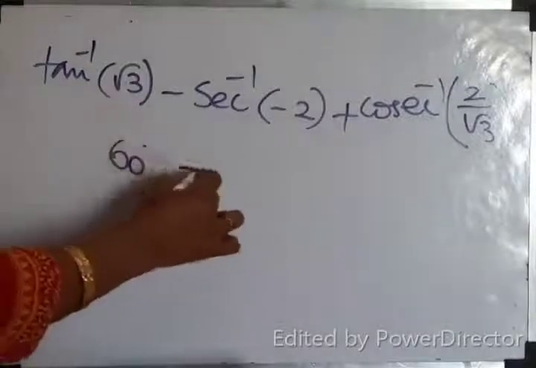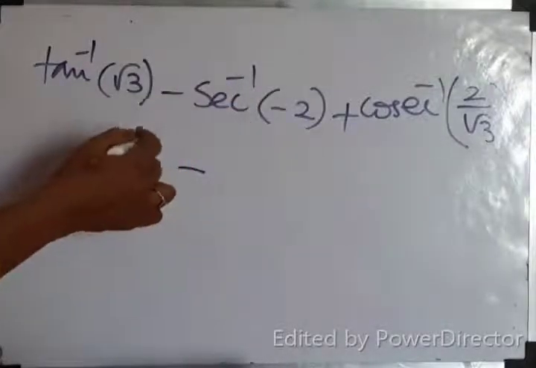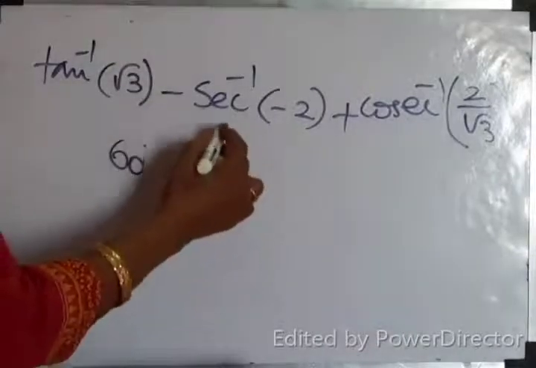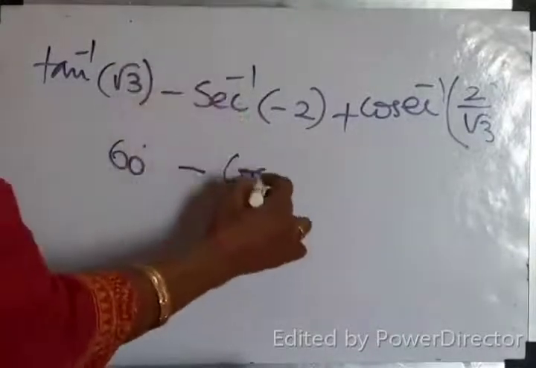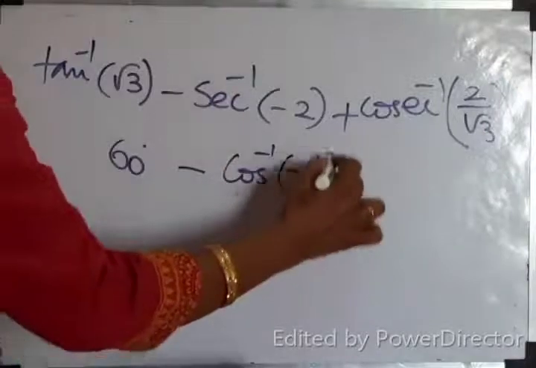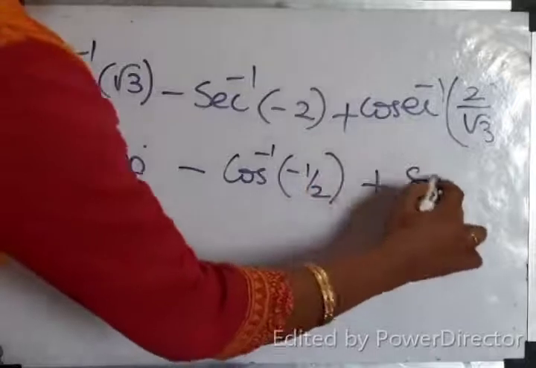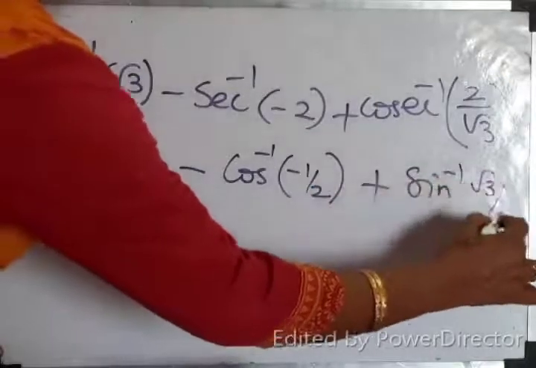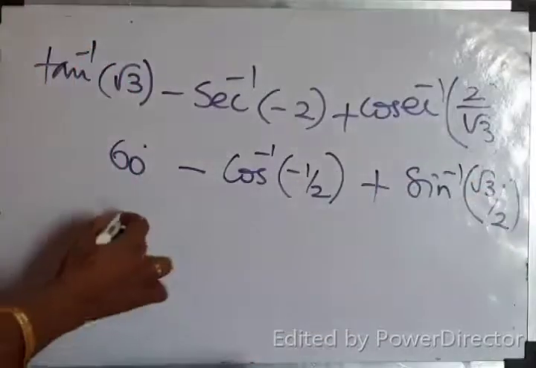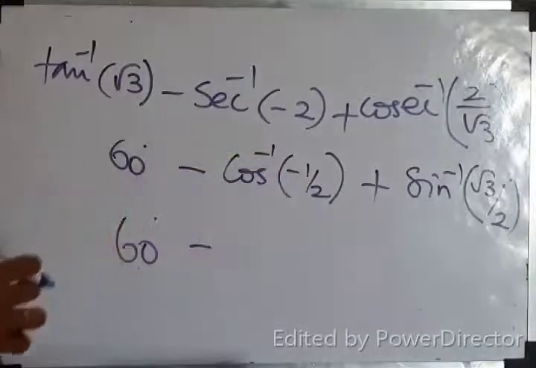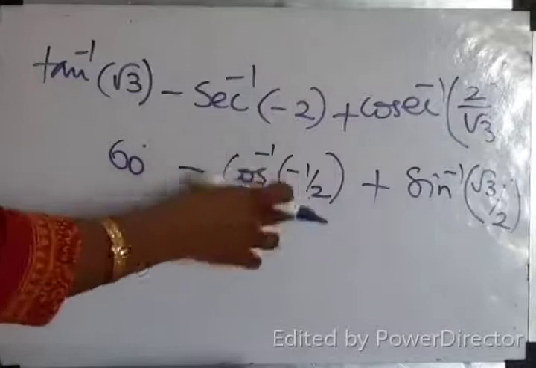60 degree minus secant inverse minus 2. Secant inverse minus 2, if you don't know, then you can change it into the reciprocal: cos inverse minus half. Then plus cosecant inverse, what will you write? Sin inverse root 3 by 2. The reciprocal, okay. So 60 degree minus, what is cos inverse of minus 1 by 2?